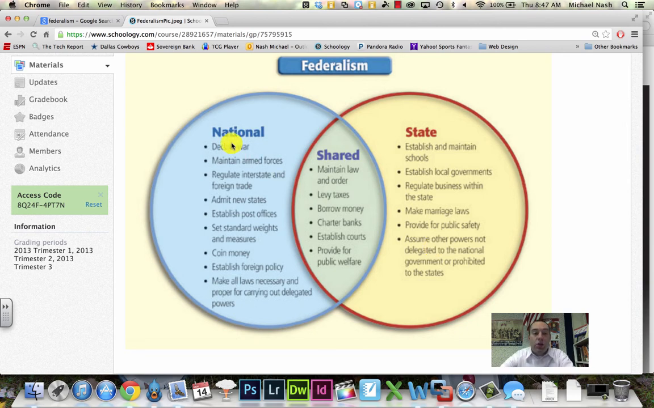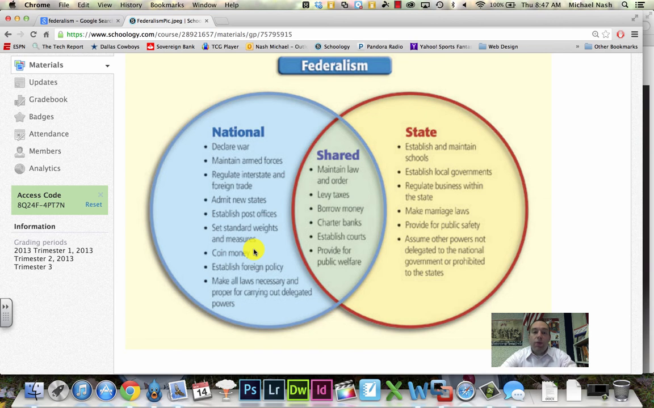You notice that the national government and state government, they do different things. So for example, if you wanted to talk about fixing schools, you wouldn't direct your attention to the national government because they're not in charge of fixing schools. You direct your attention to the state government. If you wanted to talk about fixing the post office, you wouldn't talk to the state government because they don't do that. You talk to the national government, things like that.